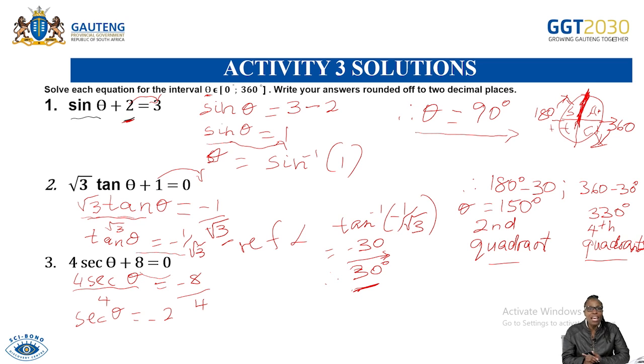And as you know that sec is the reciprocal of cos, for me to find the answer on my calculator, I must find what will be cos. If sec is negative 2 over 1, it means cos.